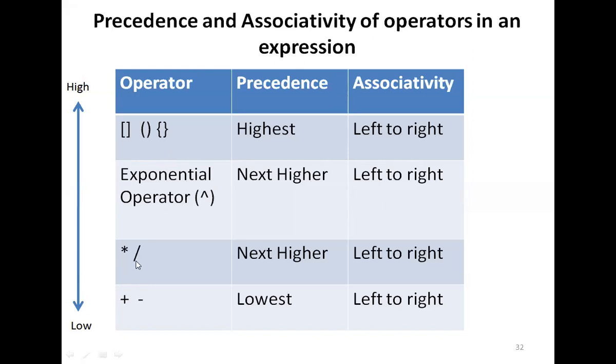Then the next operators are asterisk and slash, multiplication and division. Multiplication and division have the next higher precedence, and the associativity is also left to right. And the last one is plus and minus, addition and subtraction. This is the lowest precedence operator, and the associativity here is also from left to right.